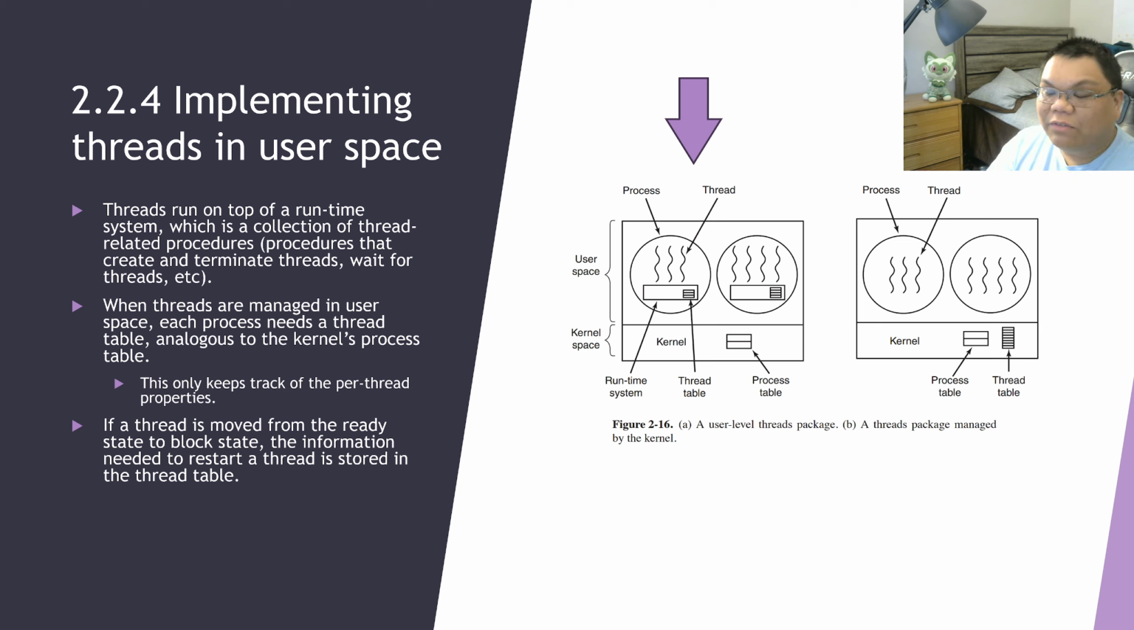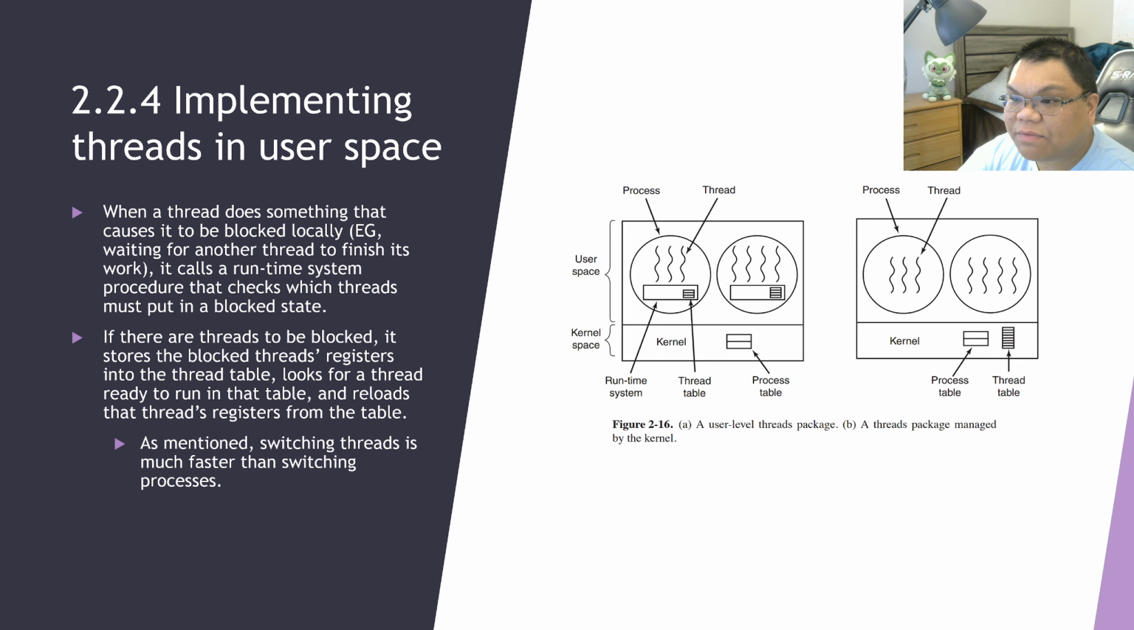So a thread could be running, and then we need to block the thread because we need some other thread to run. When a thread does something that causes it to be blocked locally, say it's waiting for another thread to finish something, it calls a runtime system procedure that checks which threads must be put in a blocked state. If there are threads to be blocked, it stores the blocked thread's registers into the thread table, and then it looks for another thread that's ready to run, and then it reloads that thread's registers from the table. The means by which one process is switched for another process is called a context switch.